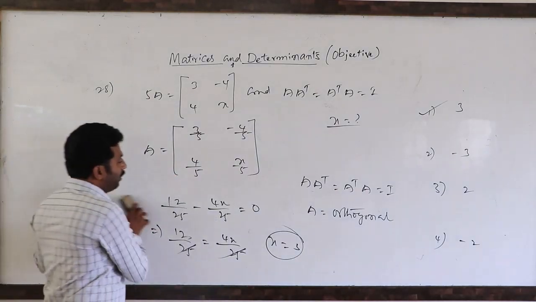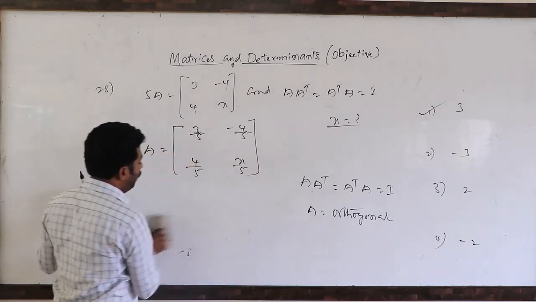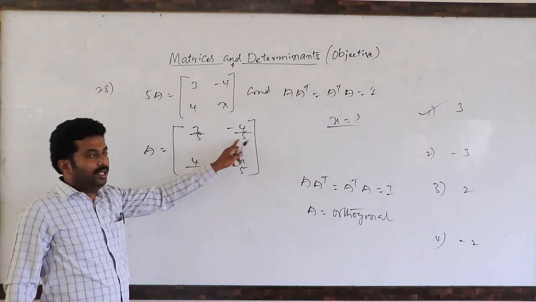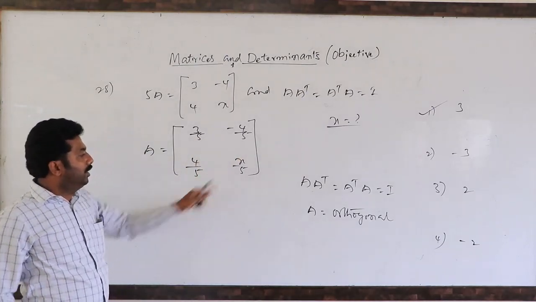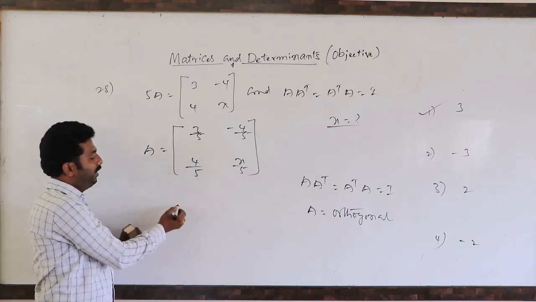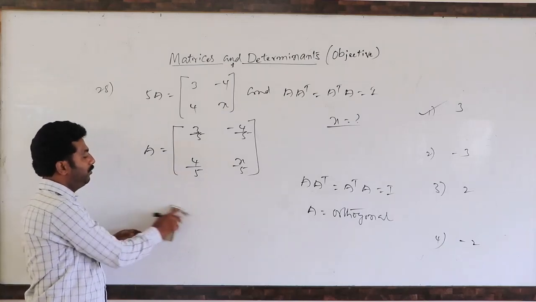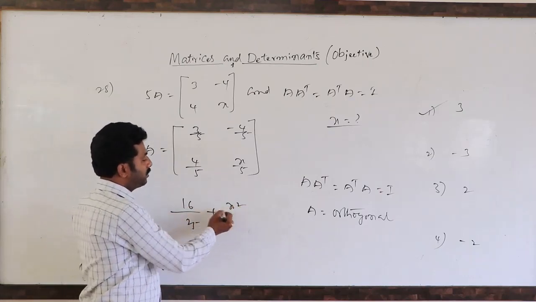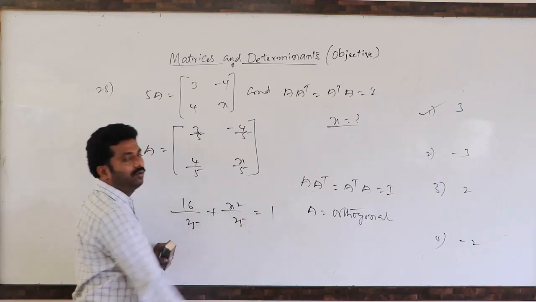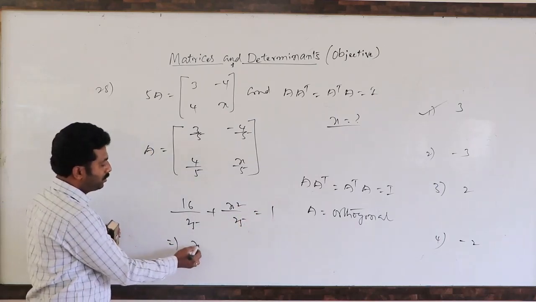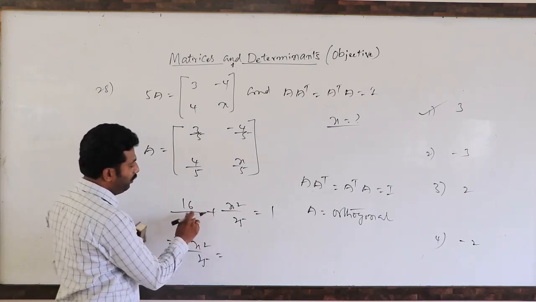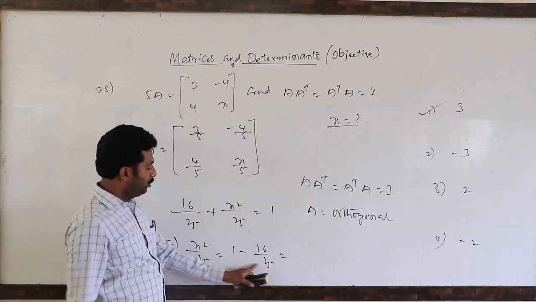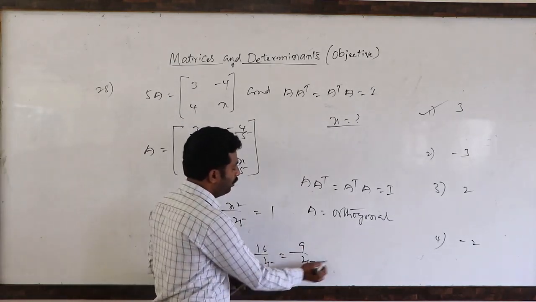Or take the sum of the squares of any row, because here there is no use. I am just taking this one, you observe. Sum of the squares: 4 by 5 whole square means 16 divided by 25, plus x square divided by 25 equal to 1. So from this, x square divided by 25 equal to 1 minus 16 divided by 25. So this is 9 divided by 25.